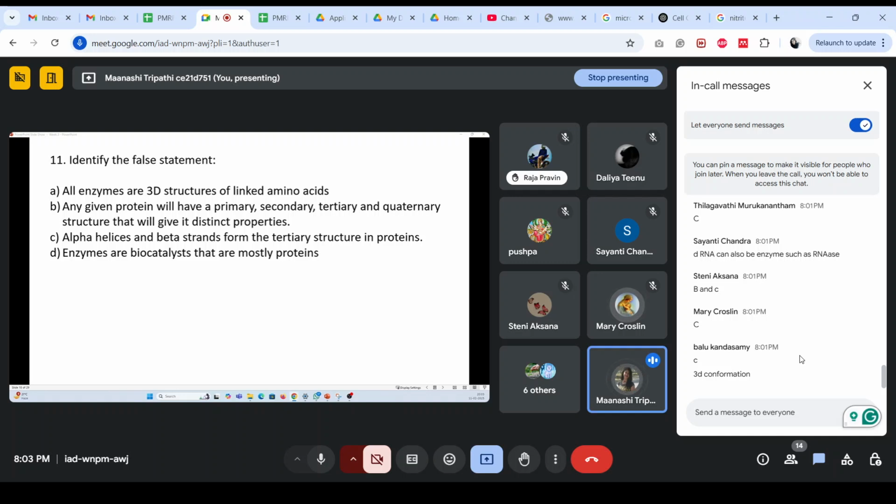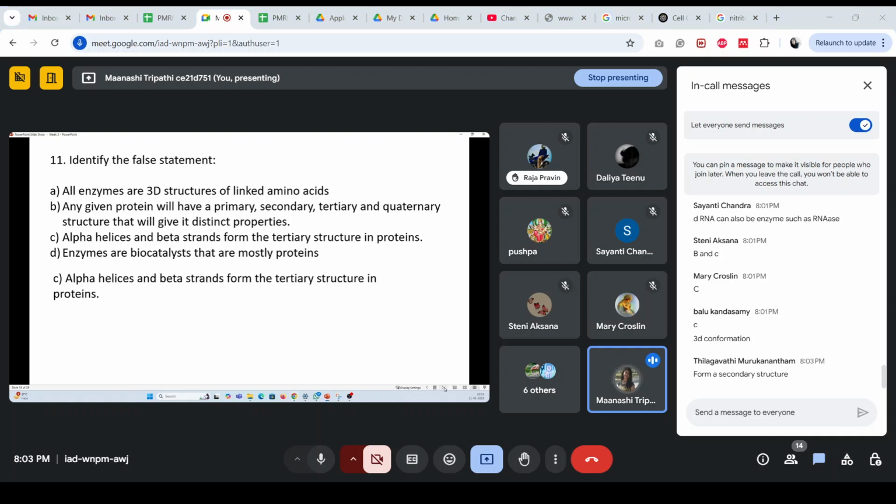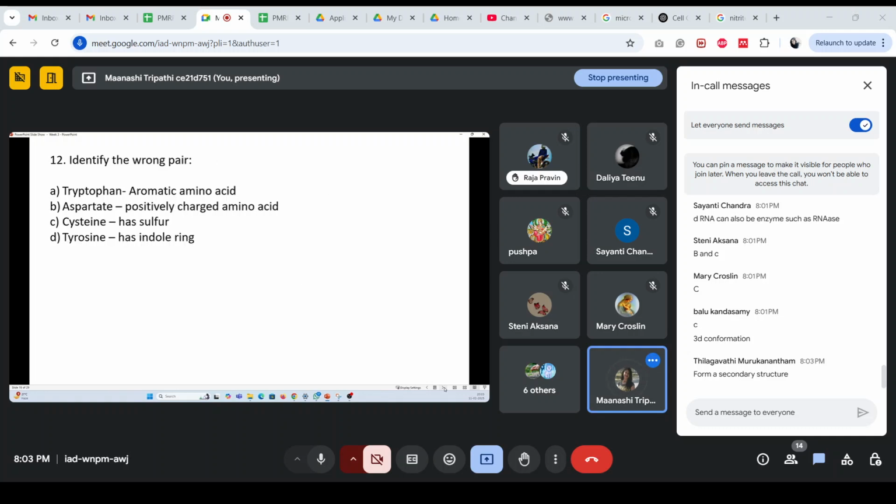Okay, we'll see the solution now. The correct answer is C. Alpha helix and beta strands form the tertiary structure in proteins. This is the false statement here. The next question is to identify the wrong pair.